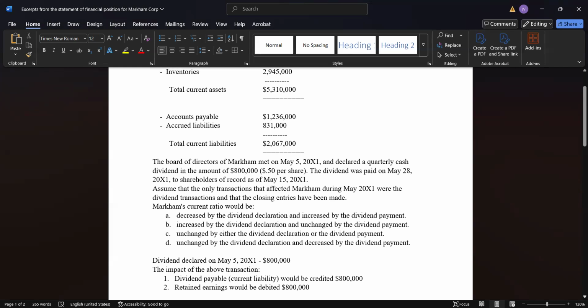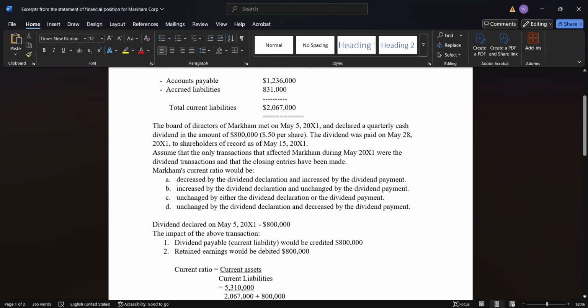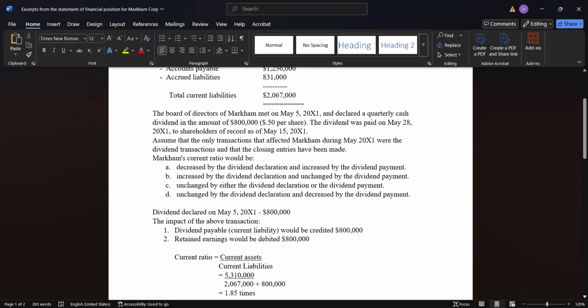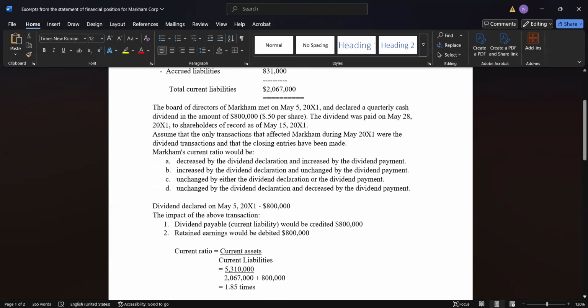So now we have the total current assets given as 5,310,000 and total current liabilities are given as 2,067,000. So what will be the impact on the current ratio? The impact on the current ratio is that a new current liability is created to the extent of 800,000. So when we add this 800,000 to 2,067,000, the current ratio value now stands at 1.85 times.